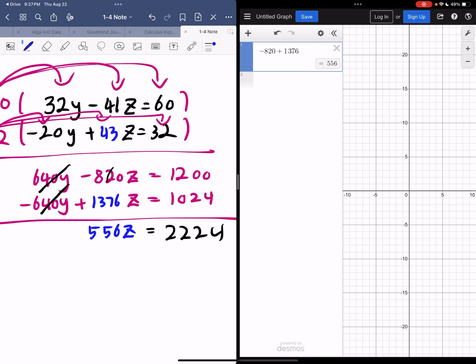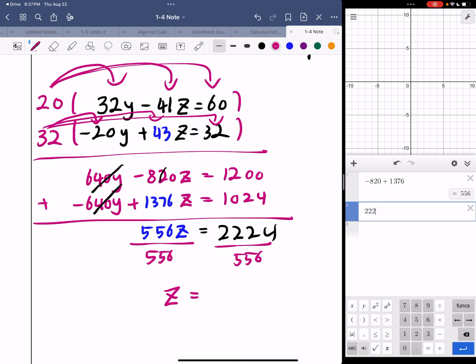All right. So here, if I divide by 556 both sides to solve for z, now it's gonna be 2224. I'm pretty sure it's gonna be 4. Yep, z is equal to 4. All right, so I got the answer for z.